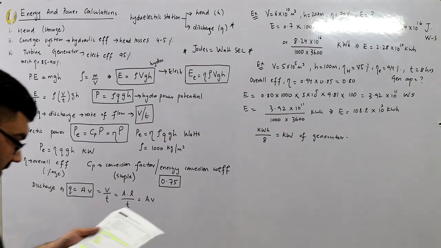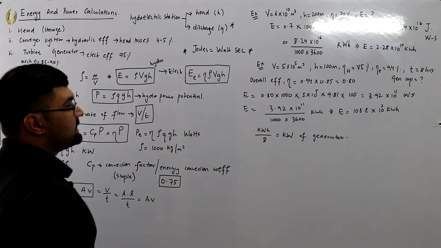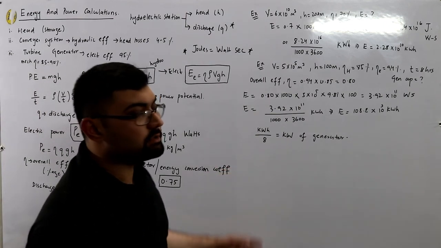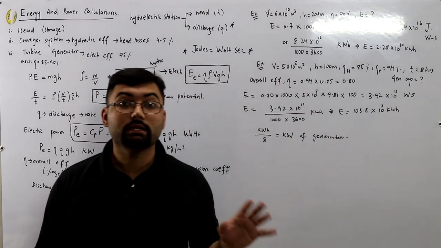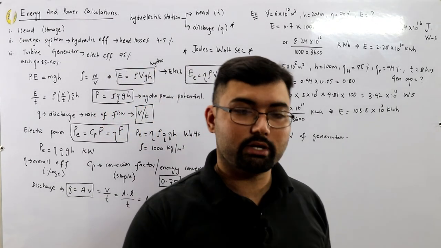Do I have any other example? I don't think we have any other example. So let's say we finish this video over here, and we will talk about the next examples in the next video. Those would be the book examples related to this. The rating of the generator has to be in kVA over here. We'll talk about kVA later on.